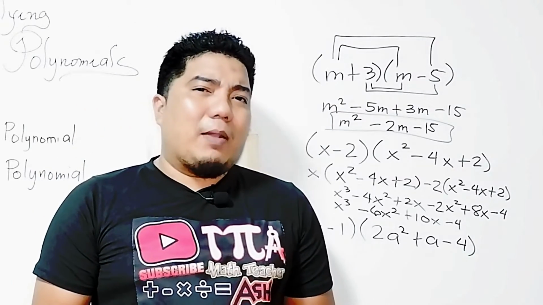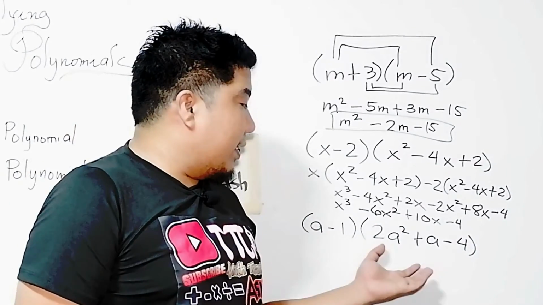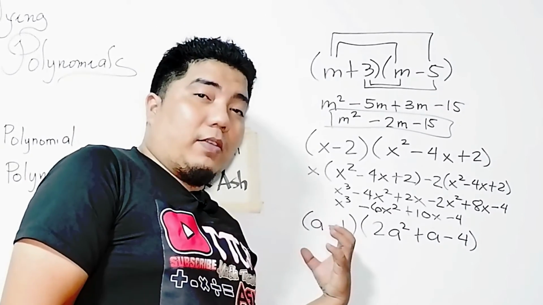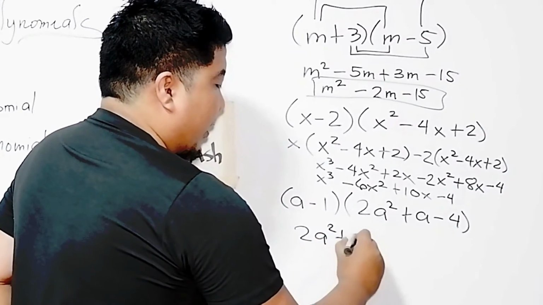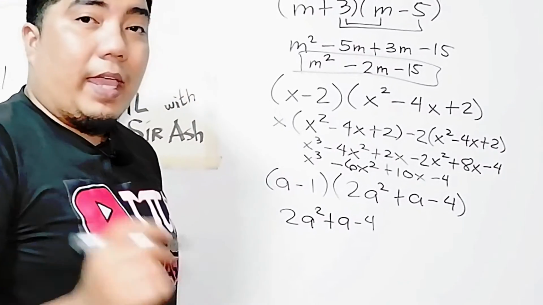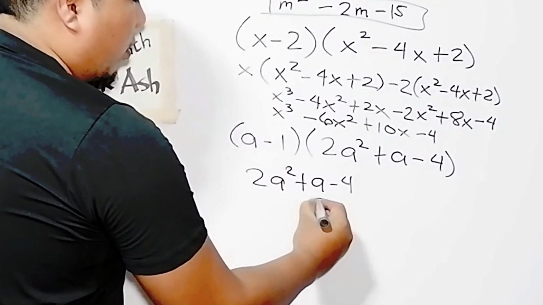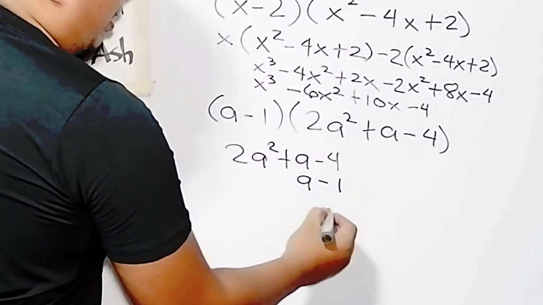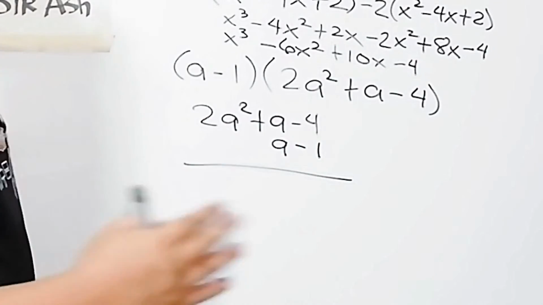Now, in applying the vertical method, what you can do is you just write them vertically. Since this has more terms than the first one, I will write first the 2a squared plus a minus 4. And then, I will write this below the linear term. I will align them. Okay. And then, I will multiply. Okay. So, now, how do you multiply this one?